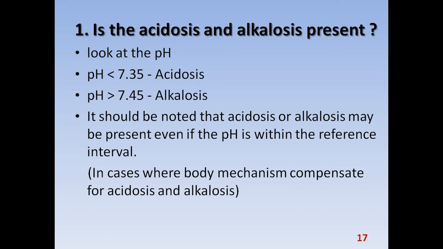Now even if the pH is within the normal range, there may be acidosis or alkalosis with normal pH. In these cases, it is due to compensation mechanism. Okay, it is due to compensation mechanism for acidosis or alkalosis. So we have to know that there may be acidosis or alkalosis cases with normal pH.